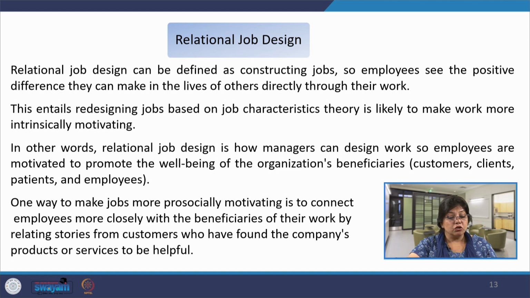So, one way to make jobs more intrinsically motivating is to connect employees more closely with the beneficiaries of their work by relating stories from customers who have found the company's products or services to be helpful. Now, this kind of service can be in any hospitality industry, in any medical sciences, or in any banking sector where services have made the life of the customers, the clients, very comfortable and brought a major change in their day to day life. This is relational job design.